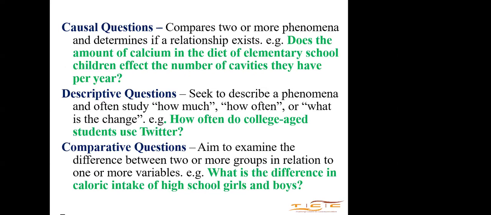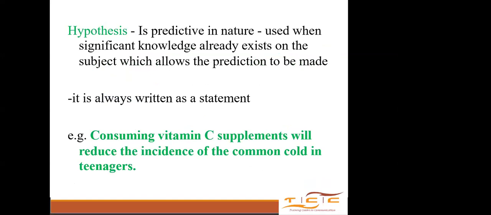So maybe the objective here was to determine the effects of the amount of calcium in the diets of elementary school kids on the number of cavities per year. But the whole thing is that you need to know when to use a research question and when to use a hypothesis. And research questions, as I said, are mostly used when you are not sure, or when you cannot speculate the differences that are there.